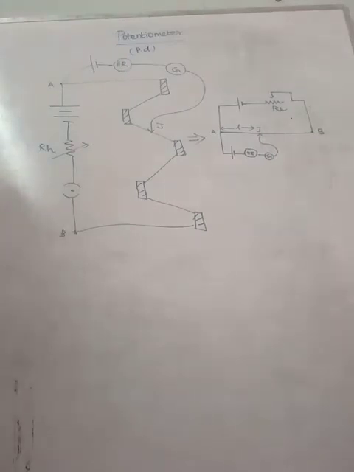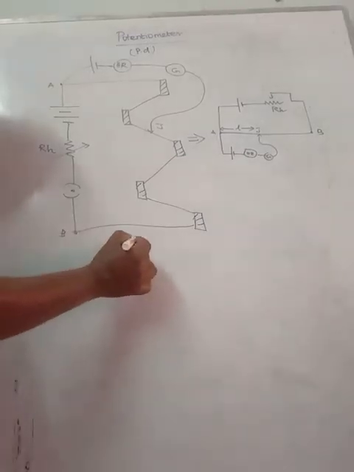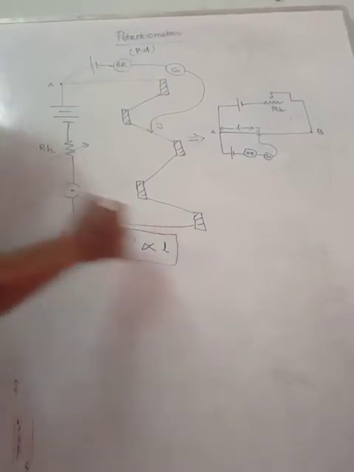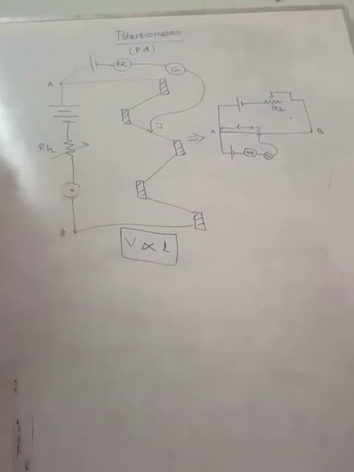Here the principle of the potentiometer is that the potential difference across the given conductor is directly proportional to the balancing length. That means V is directly proportional to L. That is the basic principle of the potentiometer. Now we are going to derive how the potential difference across the conductor can be obtained.